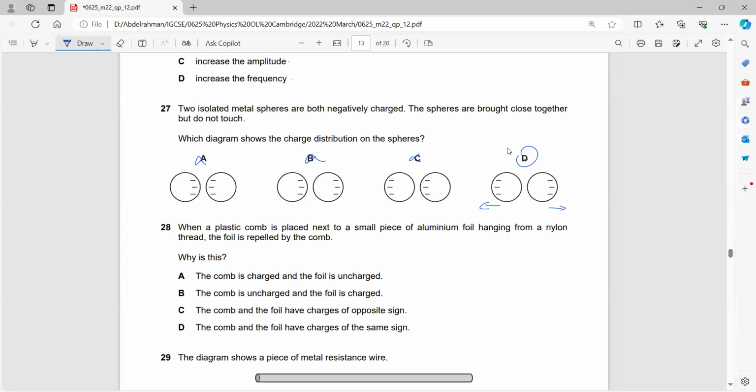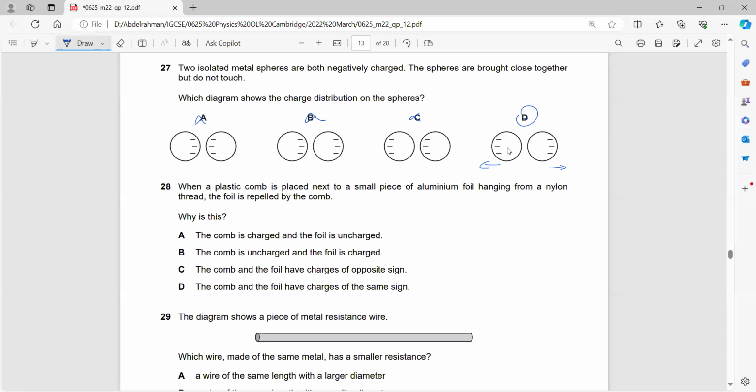Next question. When a plastic comb is placed next to a small piece of aluminum foil, the foil is repelled. Why is the foil repelled by the comb? They both have the same sign. Yes, they do both have the same sign.